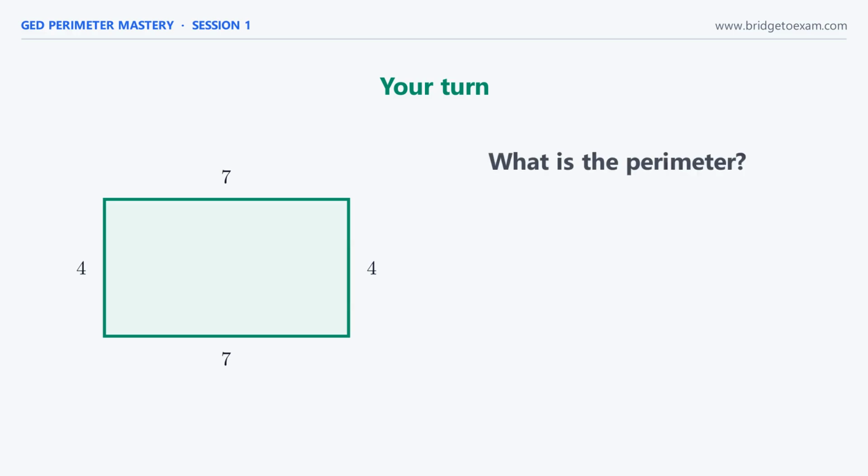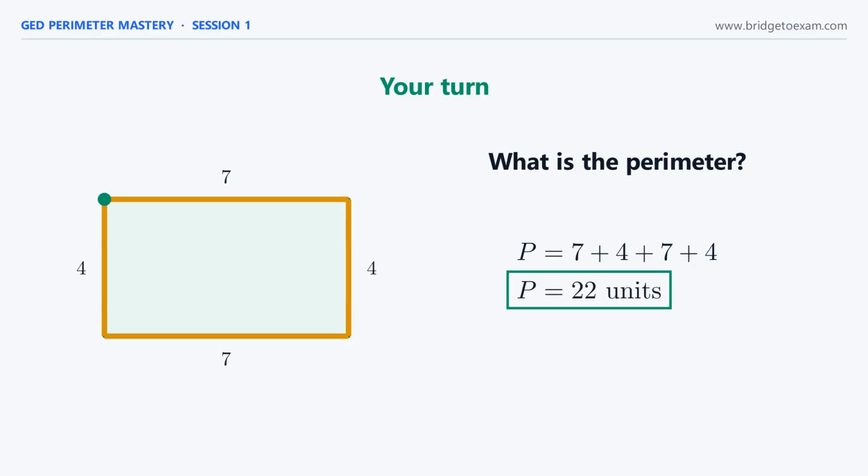Your turn. A 4-sided figure has sides 7, 4, 7, and 4. What's the perimeter? Take a second. Add all 4 sides. 7 plus 4 plus 7 plus 4 is 22 units. And if you said units, not square units, that habit is already forming.